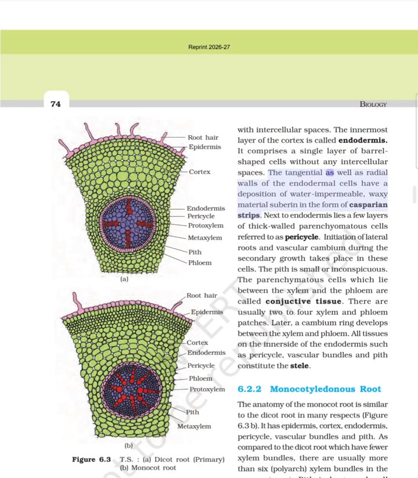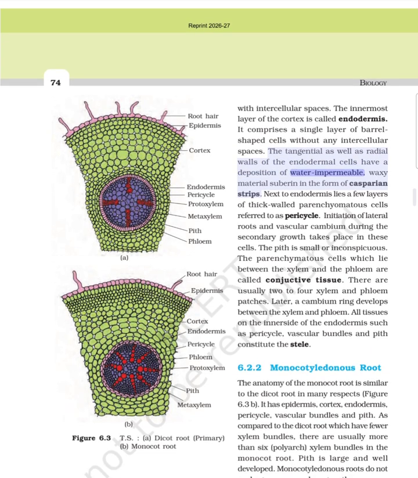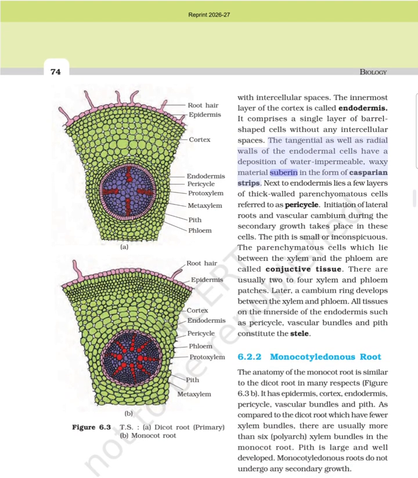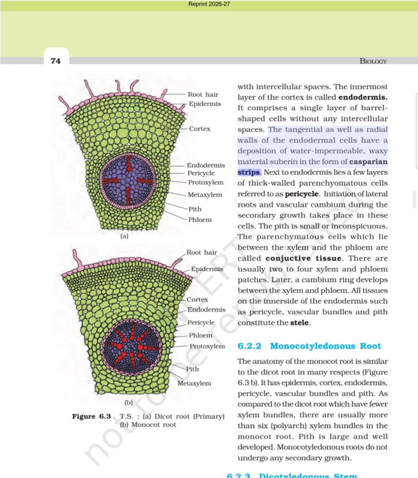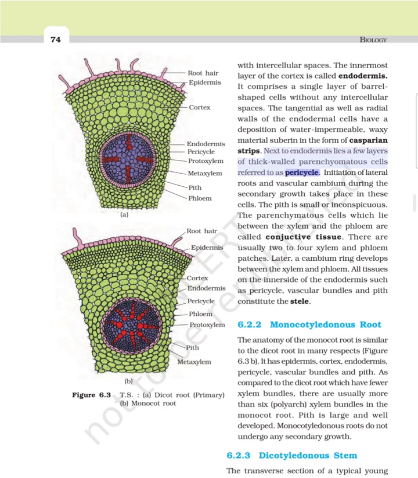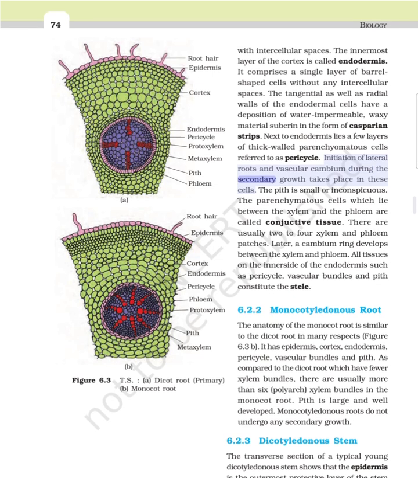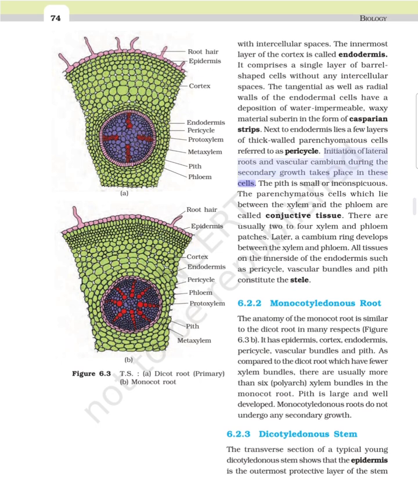The tangential as well as radial walls of the endodermal cells have a deposition of water-impermeable, waxy material suberin in the form of Casparian strips. Next to endodermis lies a few layers of thick-walled parenchymatous cells referred to as pericycle. Initiation of lateral roots and vascular cambium during the secondary growth takes place in these cells.